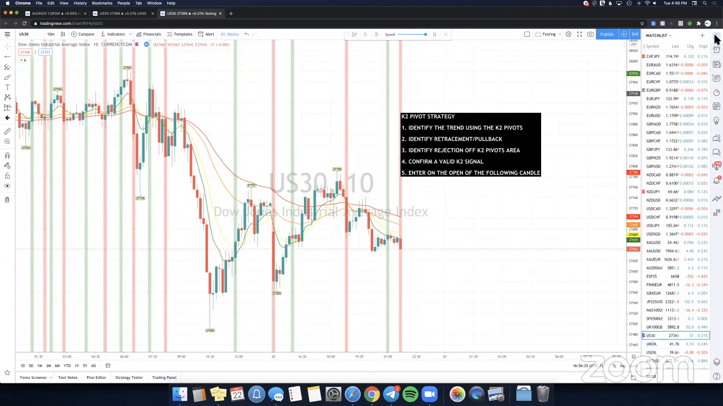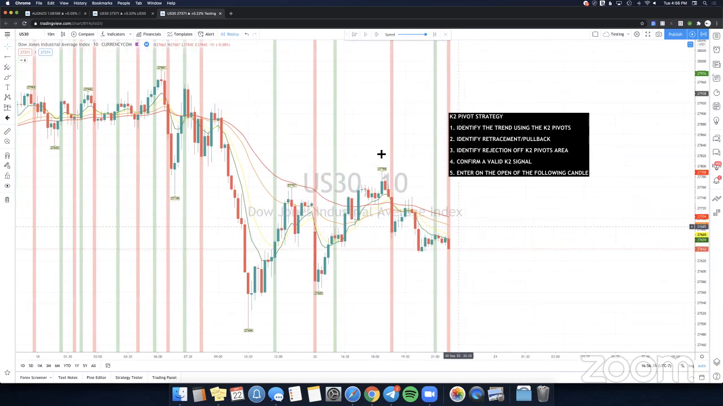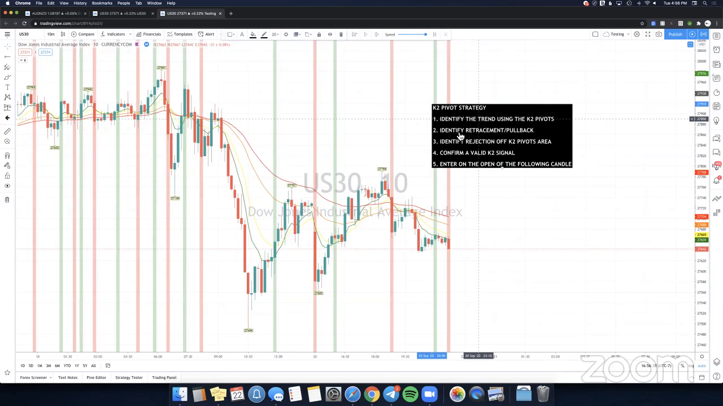So right here for US 30, you're gonna identify the trend using the K2 pivots. Obviously right here, price is below the pivots, they're angling down and they're spread out. So this is gonna confirm a downtrend right here. So once that first requirement's met, you're going to identify a retracement. You can see right here, price came up, came down again right here. And as it came down, it retraced from this point, right? So price comes down, retraces from this point, then shoots up in this direction, and then it rejects off the pivots right here.